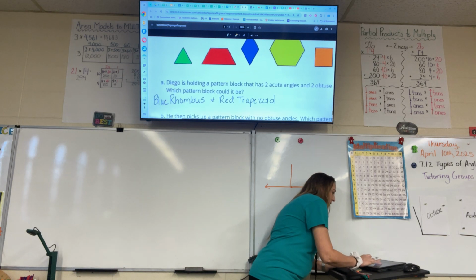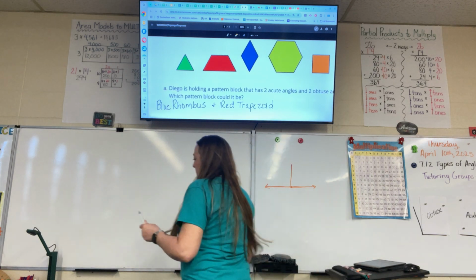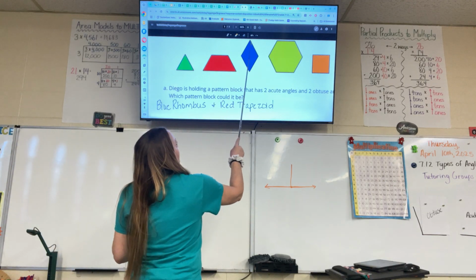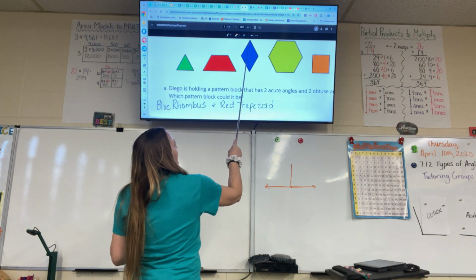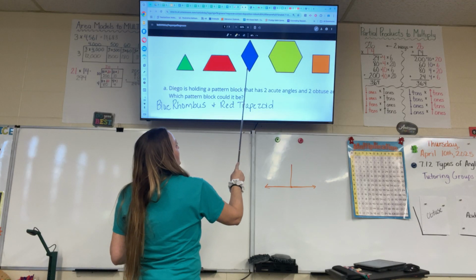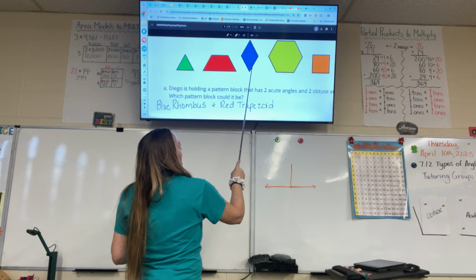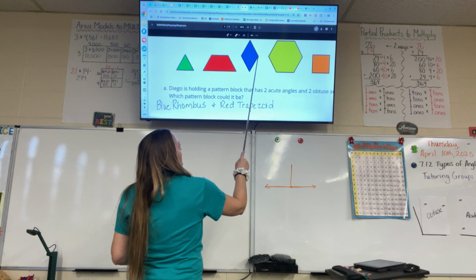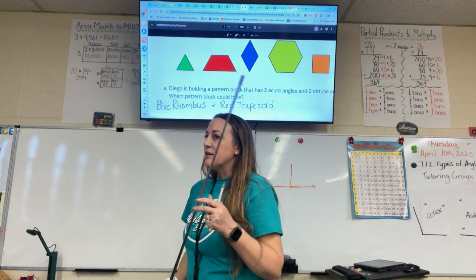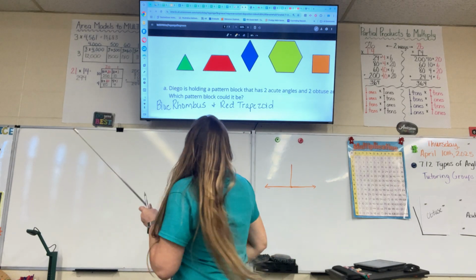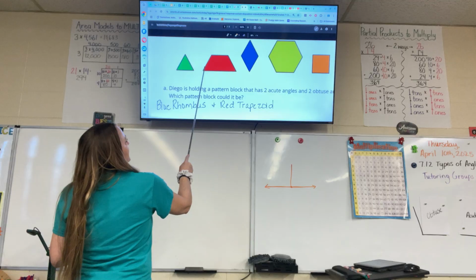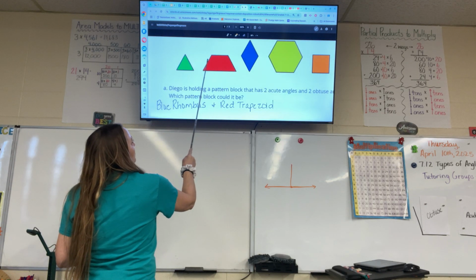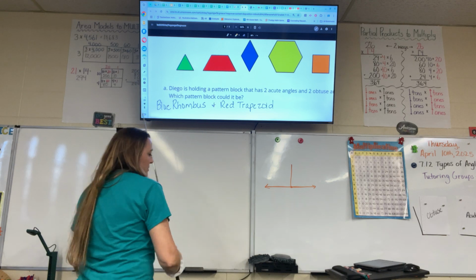So if I look at the blue rhombus, this up here, this is a really tiny angle, right? So that would be acute, and this is the same size, another acute angle. And these are big and wide obtuse angles. So do you see how the blue rhombus has two acute and two obtuse? And then we have the trapezoid. So these bottom corners are both acute angles, but the top corners are both obtuse angles.